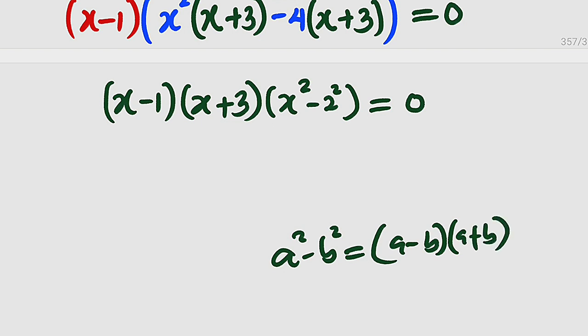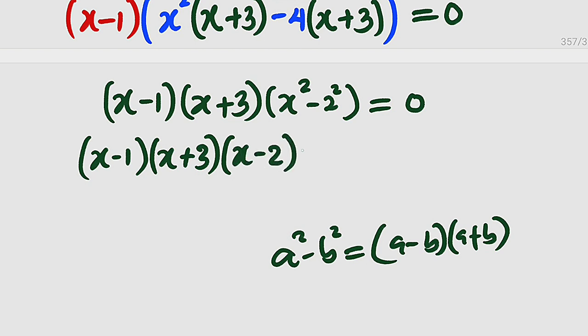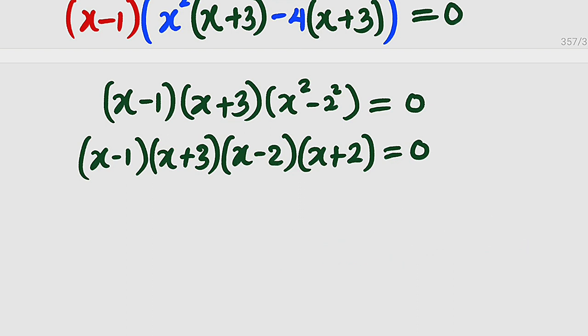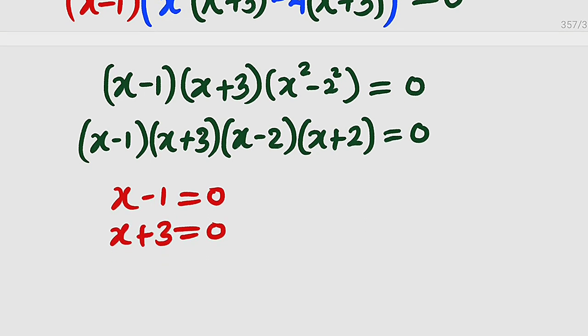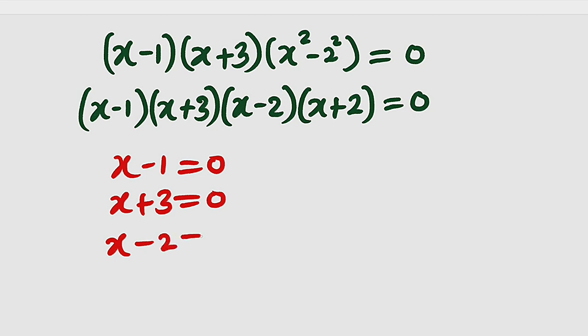So we're going to apply the same thing. So we have our factors x minus 1, x plus 3. Then we have the difference of two squares, that is x minus 2, x plus 2. The whole of this equal to 0. Now we are going to set every single factor equal to 0. Either x minus 1 equal to 0, x plus 3 equal to 0, x minus 2 equal to 0, or x plus 2 equal to 0.